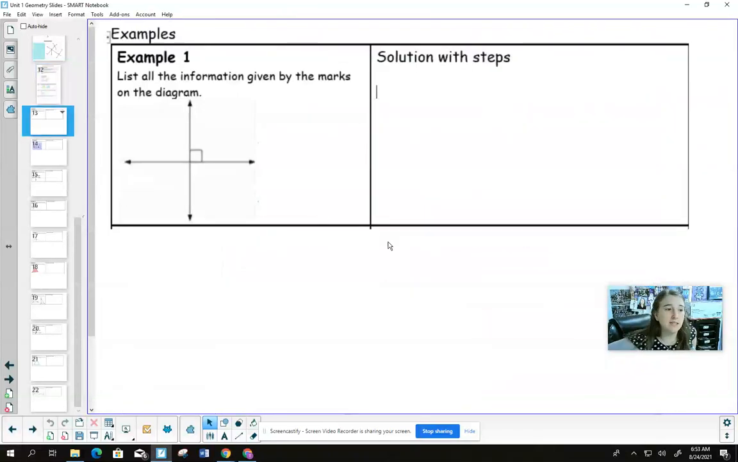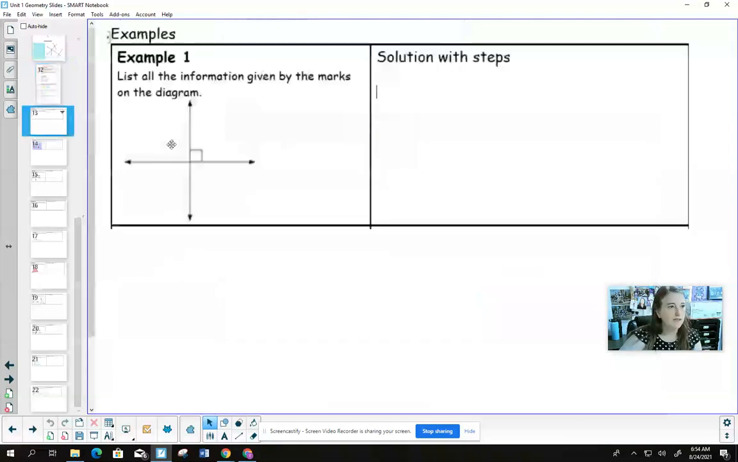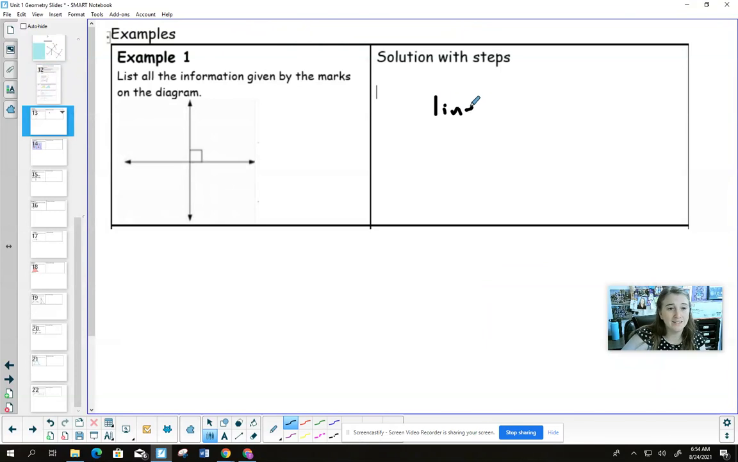So this lesson is about seeing markings in our pictures and knowing how to identify what that tells us. So we can see we have 2 lines that cross here and this little square in the corner. Look back over your notes. What does that little square tell us? Look through all the pictures and see if you can find the one that has that little square. What does this tell us? This tells us that these lines are perpendicular. Perpendicular, perp. I abbreviate that to perp.